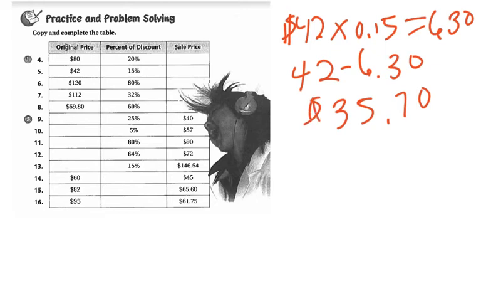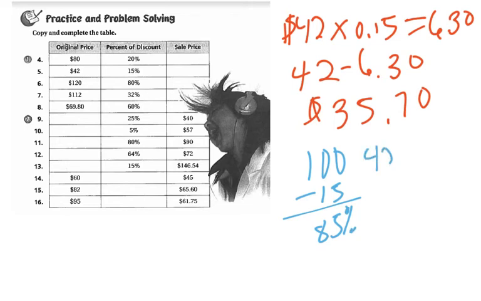The other thing I could do is, all percents are out of 100, right? So if I take 100 and I subtract the 15% discount, that means I'm paying 85% of the price. So then I could also take 42 and multiply it by 0.85, because that's 85% as a decimal. If I pop that in the calculator, I'm going to get the same thing, $35.70. So either way will work for that percent discount. Let's look at another one.